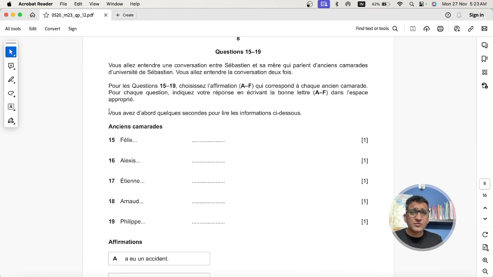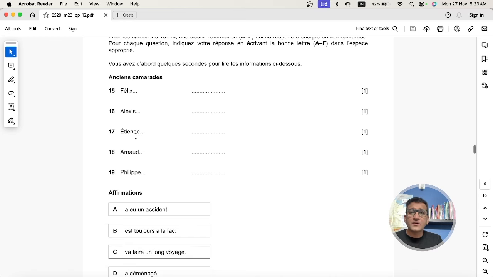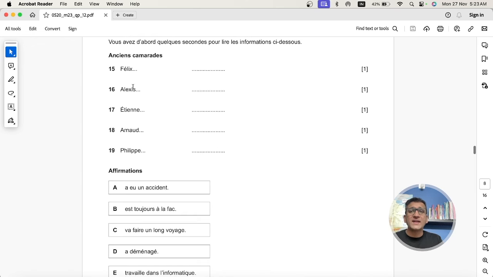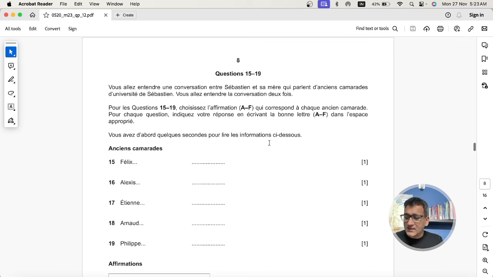The text is there. Vous avez d'abord quelques secondes. This is everywhere in each question. This is given. The last line, you have firstly some seconds to read the information. In this, he is talking about his friends. What has happened with his friends? So different friends. So you need to find out what has happened with Felix, what has happened with Alexis, what has happened with Etienne. So this is how it is. Now let's look at the sample for this audio.